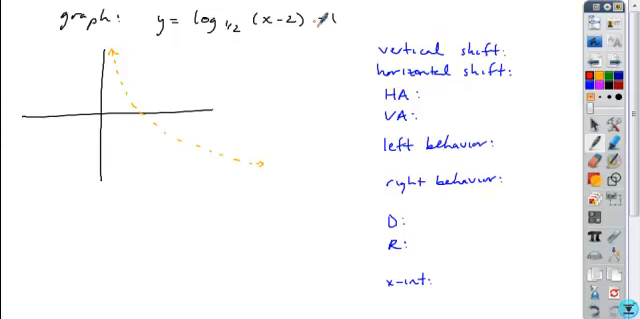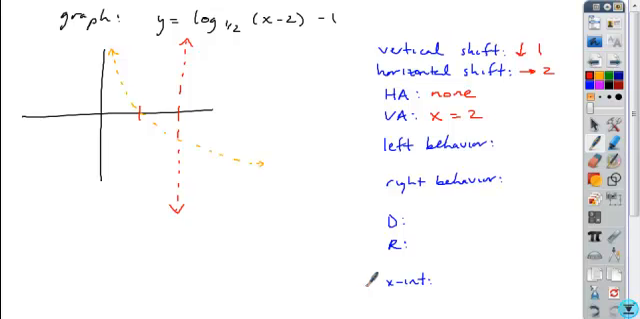So is there any vertical shifting happening? It's going down 1. Horizontally, it's shifting. What value of x gives you a 0 inside here? 2, so it's shifting to the right 2. There is no horizontal asymptote for log, but there is a vertical asymptote, and the vertical asymptote is x equals whatever that horizontal shift was. Whatever value of x would give you a 0 inside there, so 2. So I can move this over 2. So here is my vertical asymptote.